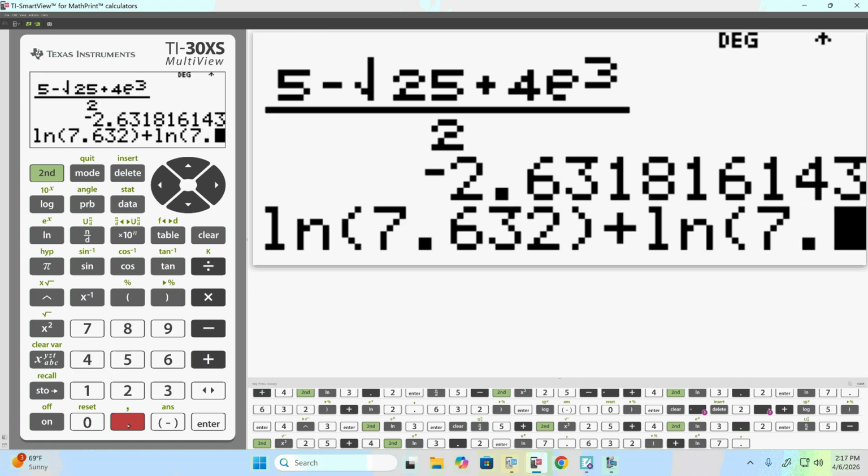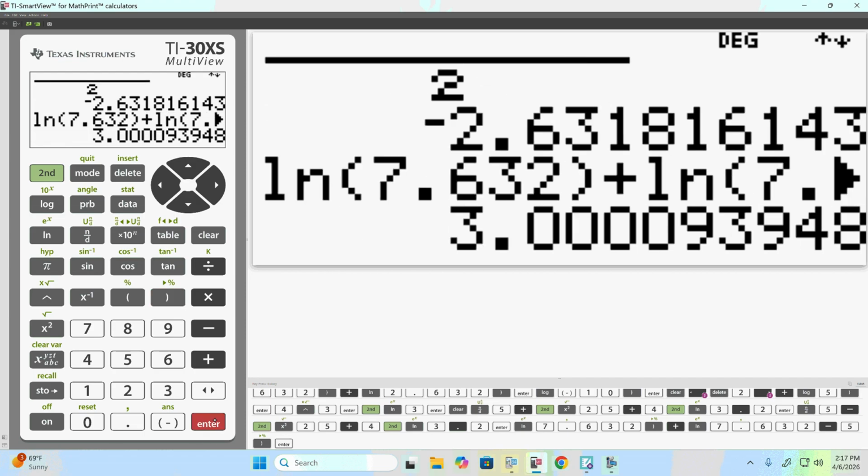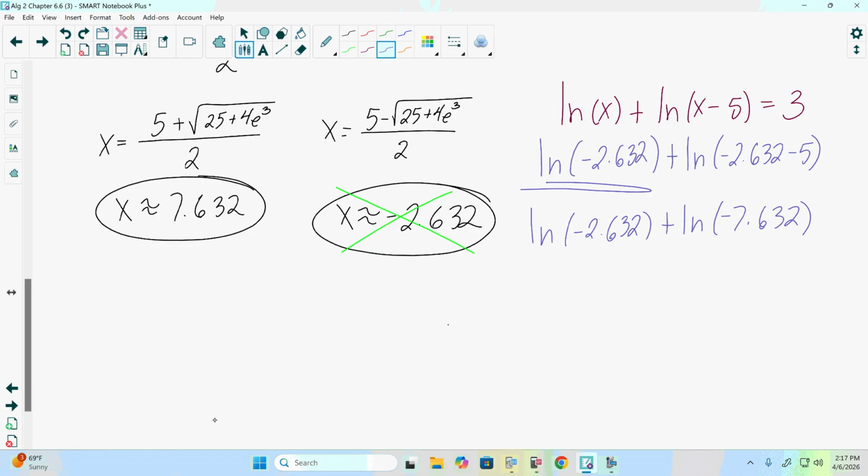Now we check 7.632: the natural log of 7.632 plus the natural log of 7.632 minus 5. And we should expect this to be what? 3. Yes? Are we going to get exactly 3? No. And the reason we're not getting exactly 3 is because we had to approximate, we had to round this answer to 3 decimal places. This is the approximate. We've got more than 3 zeros. I'd say it's close enough. That is the correct answer. Questions on this here?